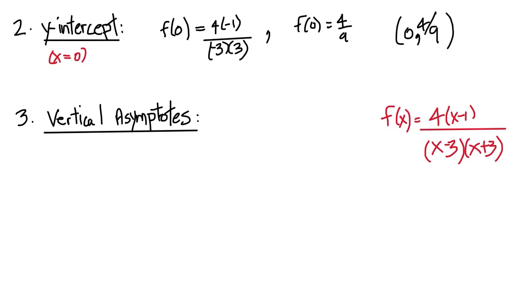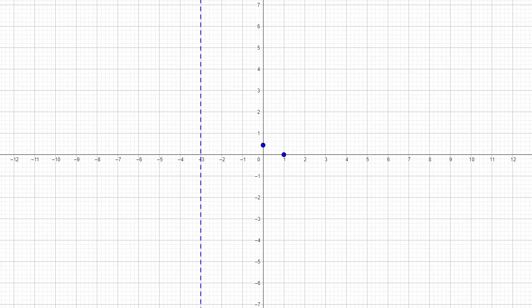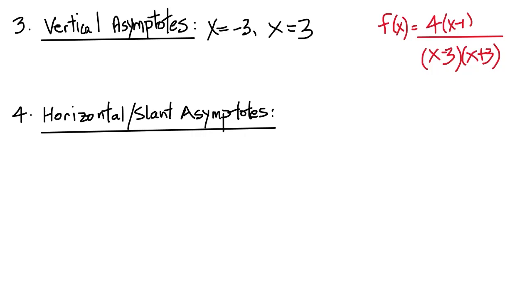Next, I want to find the vertical asymptotes. They are the lines that the graph cannot cross, and they are also the points where the denominator is 0. So I have x is negative 3 and x is positive 3 are my vertical asymptotes. So the graph cannot cross the line x is negative 3, and it cannot cross the line x is positive 3, the vertical asymptotes.